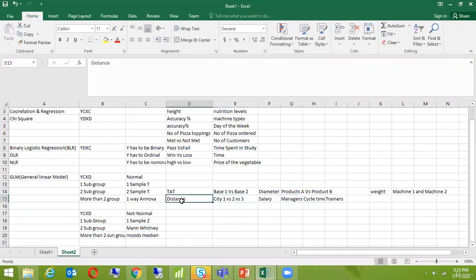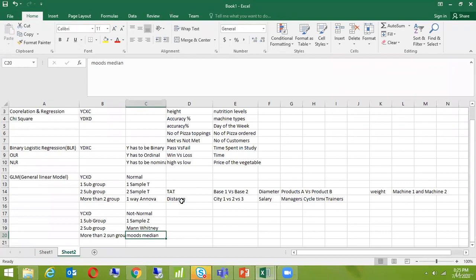So the only difference between 2 sample T and Mann-Whitney is that this is to be used for normal and this is to be used for not normal. And the difference between one-way ANOVA and Mood's median is the same. So there is no other difference between one-way ANOVA and Mood's median.